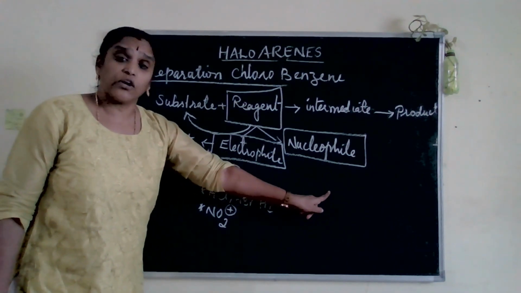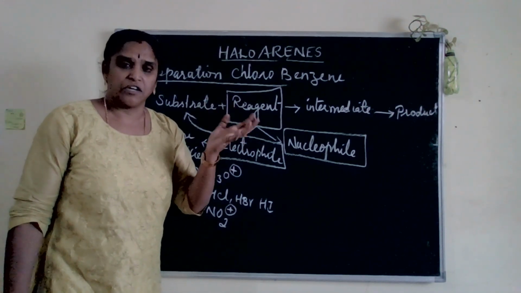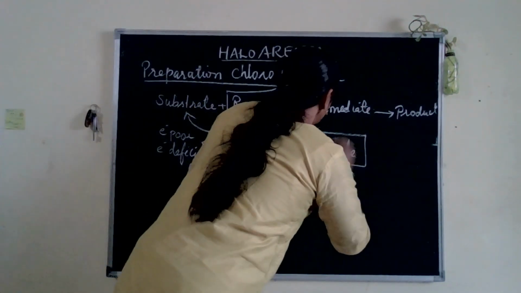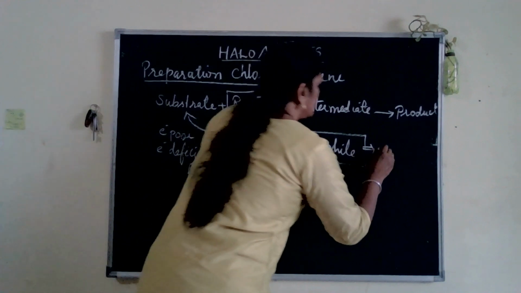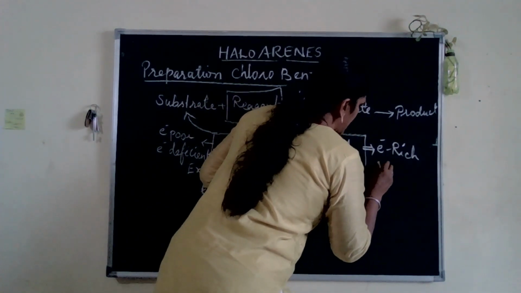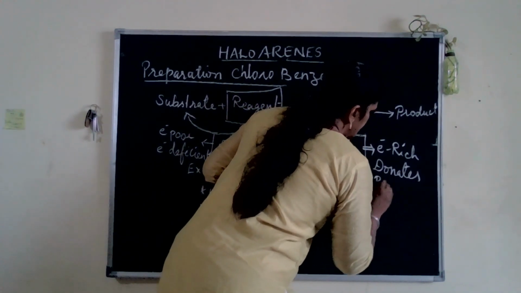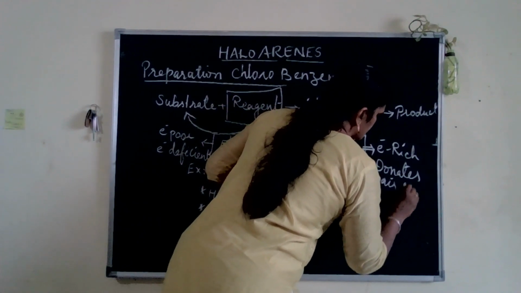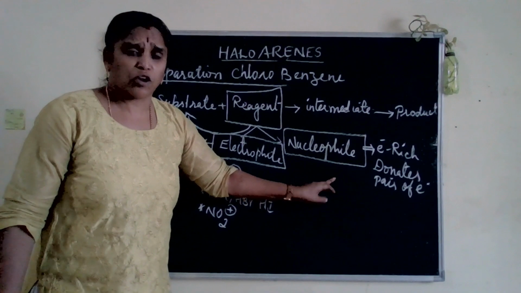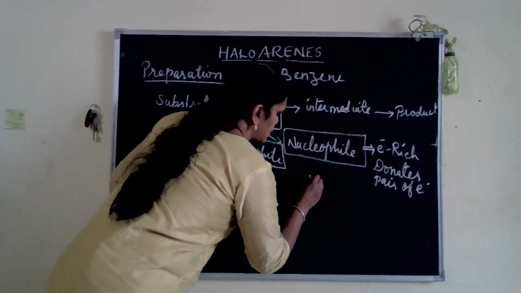Let us go for nucleophile. What is nucleophile? Nucleophile means electron rich. Electron rich means electron donator like Ambani. Okay, so here electron rich, and it donates a pair of electrons. Yes, fine. So donating a pair of electrons, how do we identify? What are the examples for this? Yes, I'm giving an example for that also.